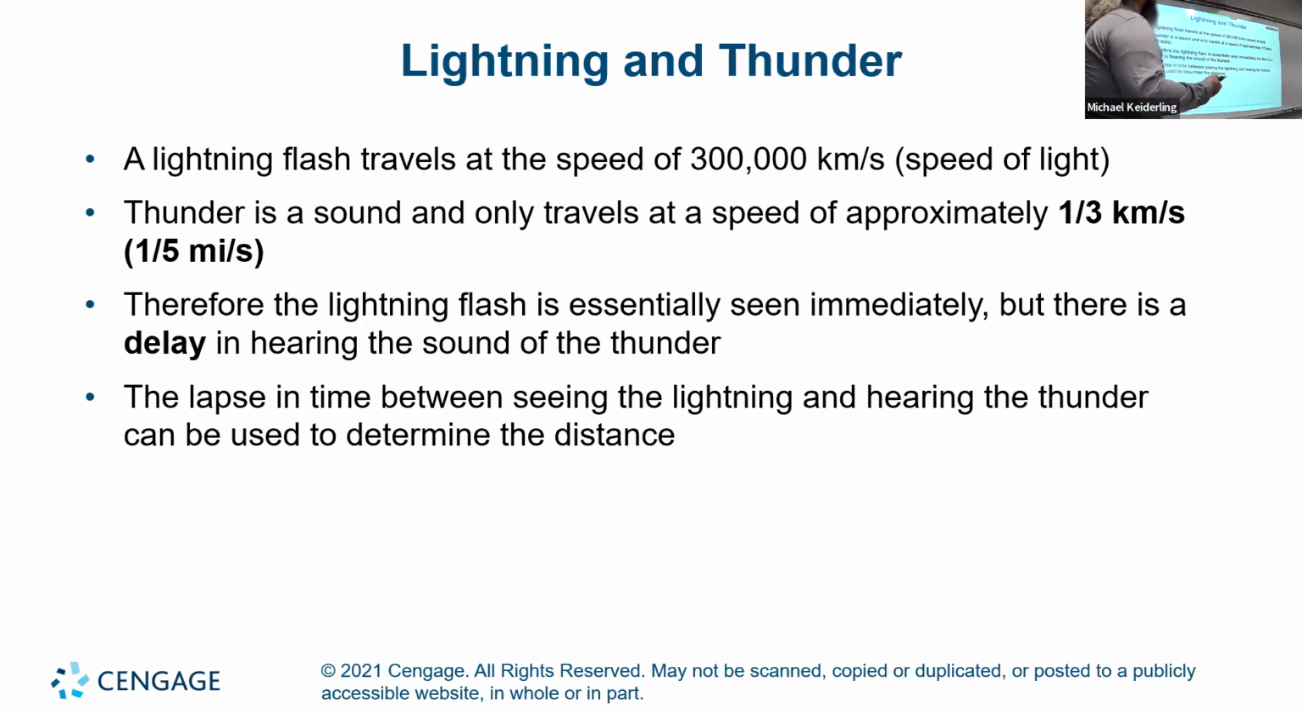The lightning flash is seen essentially immediately, but there's a delay in hearing the sound of the thunder, and the difference in time between the lightning and hearing the thunder can be used to determine the distance. So basically, if you see a lightning flash and then you count how many seconds it takes for you to hear it, for every 3 seconds, that's a kilometer. Every 5 seconds is a mile, because kilometers are shorter than miles.